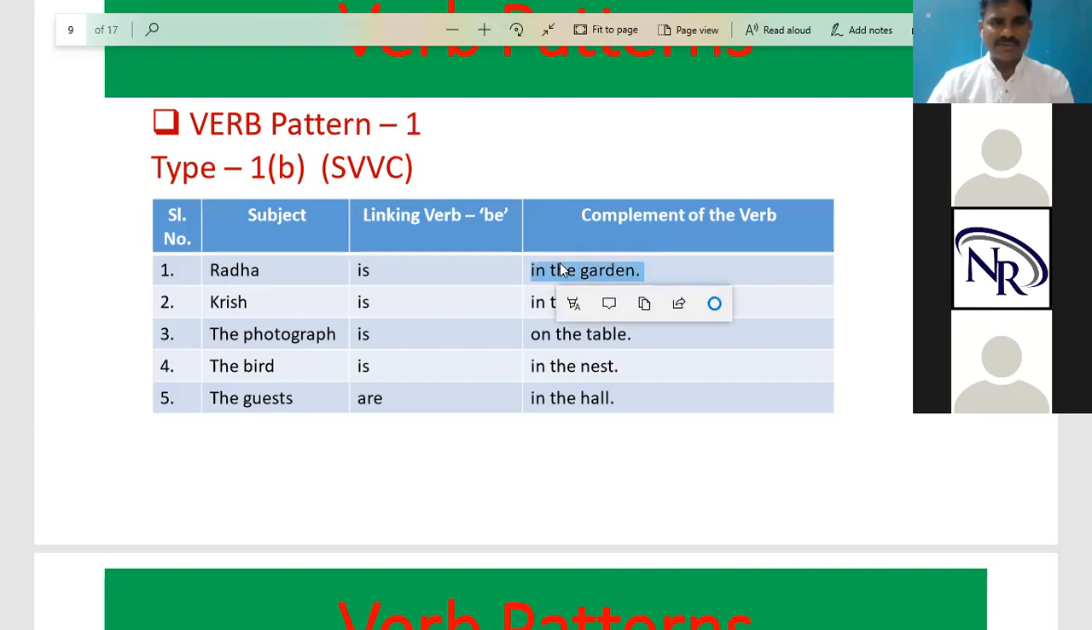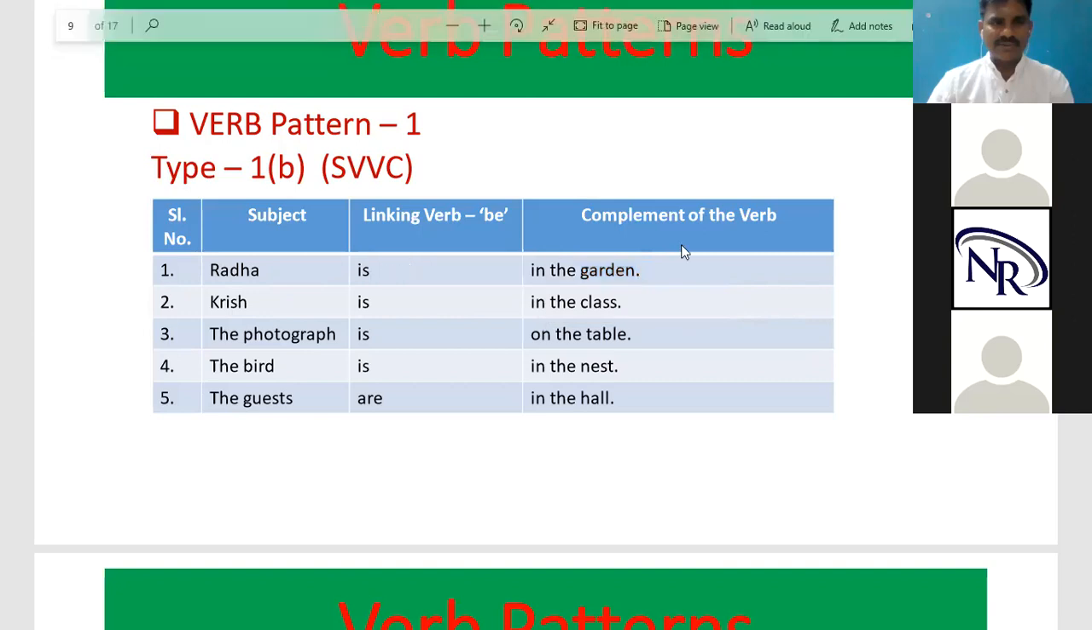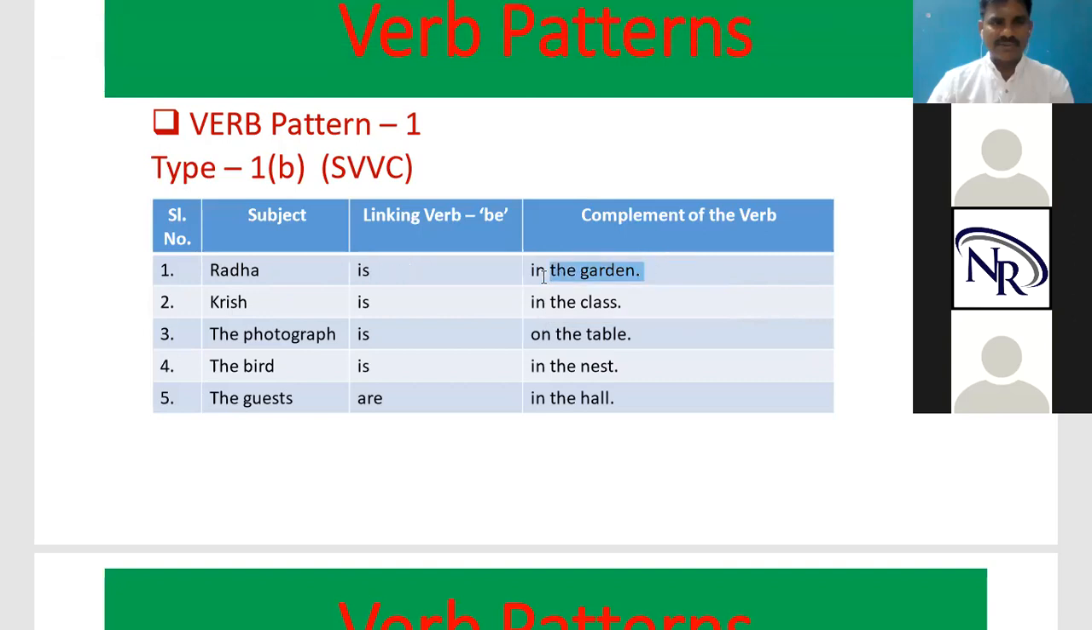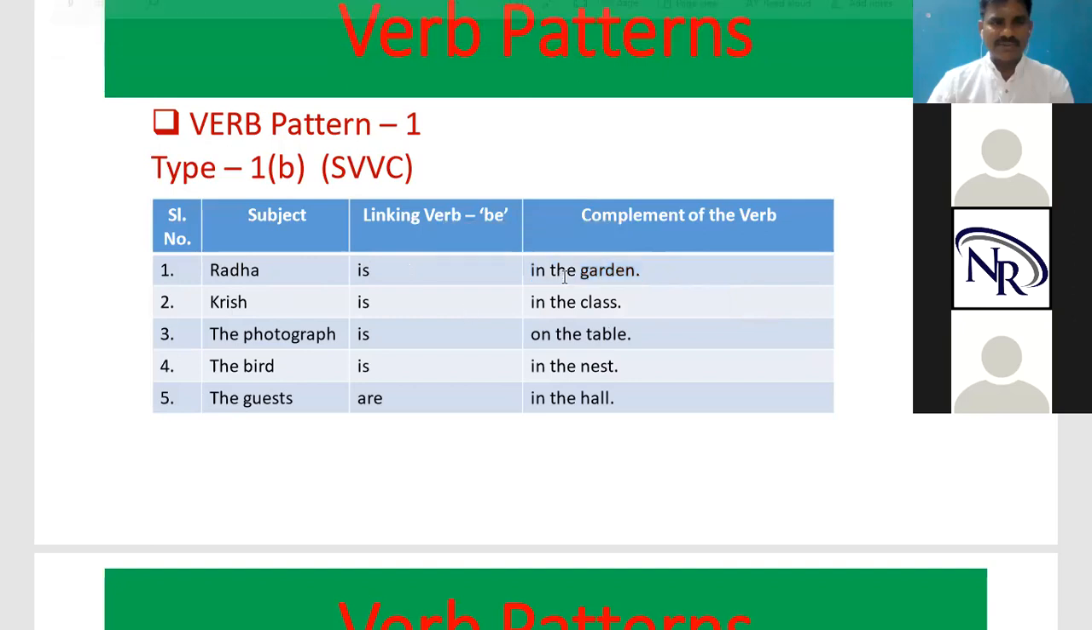It does not tell about the subject. It does not tell about Radha. Radha is in the garden. It tells about the verb. Linking verb, in the garden, the complement of verb. This is in the class.